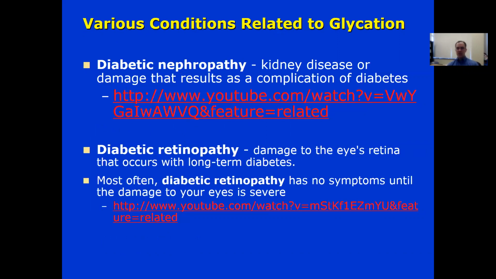So this concludes this part of lesson number 5 on advanced glycation end products and reactive oxygen species. Make sure that you do the practice on Blackboard, the thinking review questions, and have a good understanding of the AGEs and reactive oxygen species.